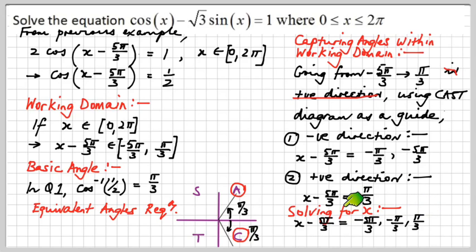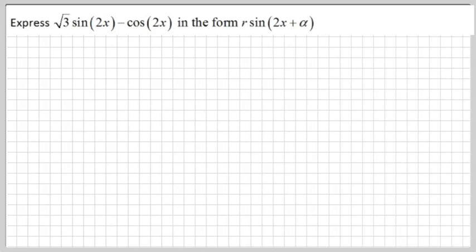Now all I've got to do is solve for x by adding 5 pi on 3 to both sides, and I will have my solutions. There they are. Beautiful. Thank you. Now, that's how you do it, guys. That's how I do it anyway, with my working domain technique, okay? Yes, good. Now, onward again.